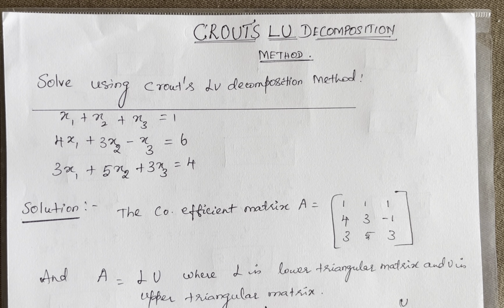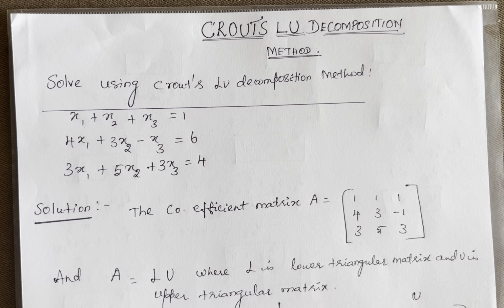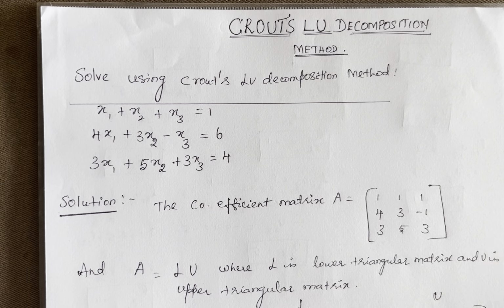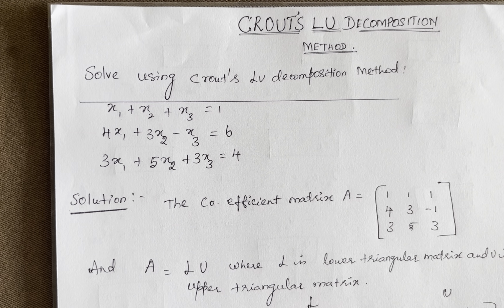In this video I am going to teach about Crout's LU decomposition method. In my previous video I did the Doolittle method, and in this video I am going to explain Crout's LU decomposition method. The given problem is to solve using Crout's LU decomposition method. The given equations are x1 plus x2 plus x3 is equal to 1, 4x1 plus 3x2 minus x3 is equal to 6, and 3x1 plus 5x2 plus 3x3 is equal to 4.